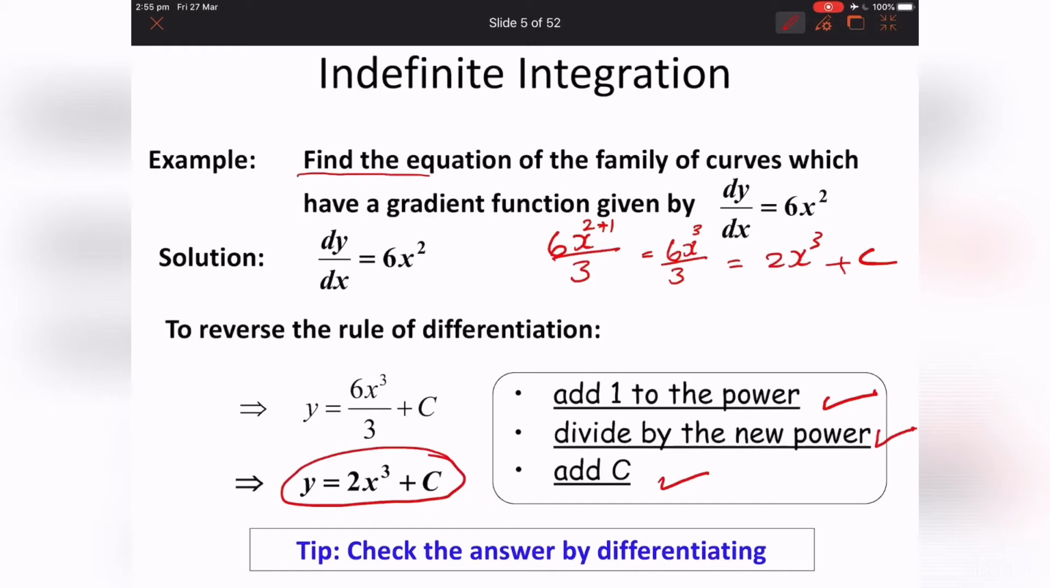Right? And if you want to check your answer, you can differentiate this again. So when you differentiate, you multiply by the power. So that will be 3 times 2, which is 6x to the power 2, because we subtract 1 from the power. And the derivative of the constant is 0. So this is just a way for you to check.